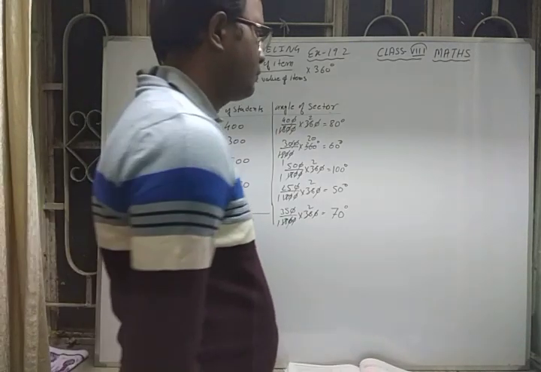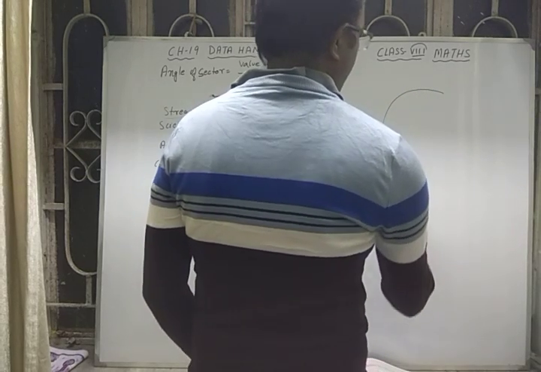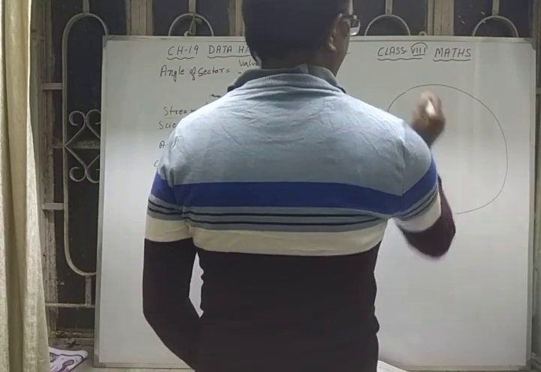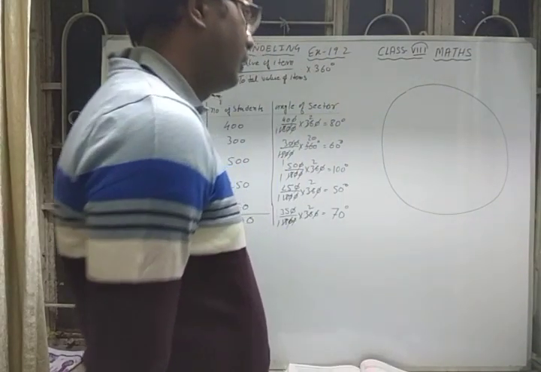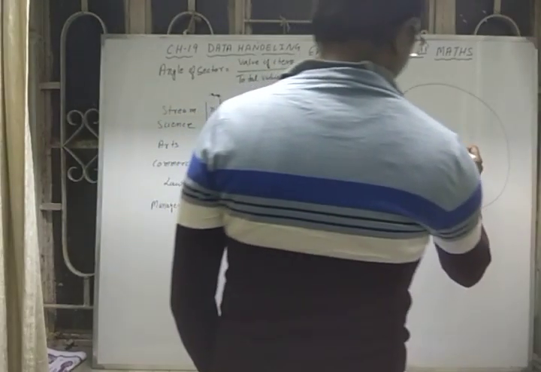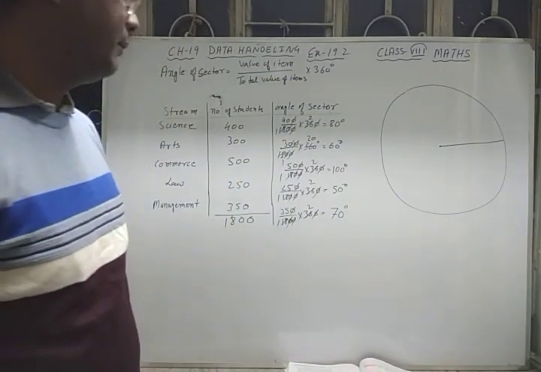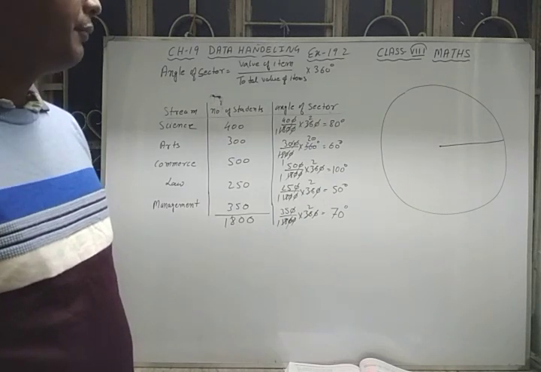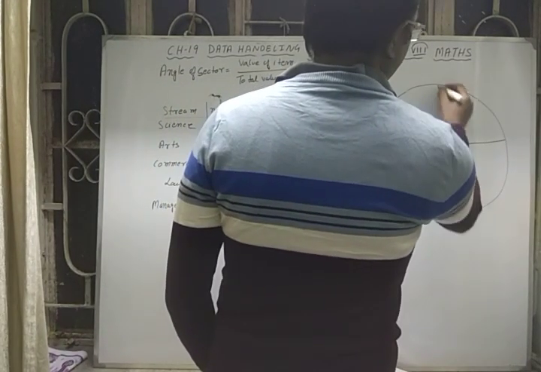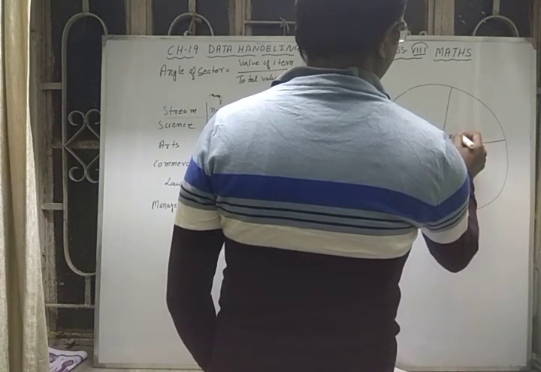Now to draw a pie chart, what you have to do: you have to take any radius and draw a circle like this. Okay. Now it is the center. Now you take a baseline. Now with the help of a protractor, you have to make the angle first of all 80 degree. So approximately when you draw the 80 degree, it will become like this. It's 80 degree. Okay, you will just write here 80 degree.